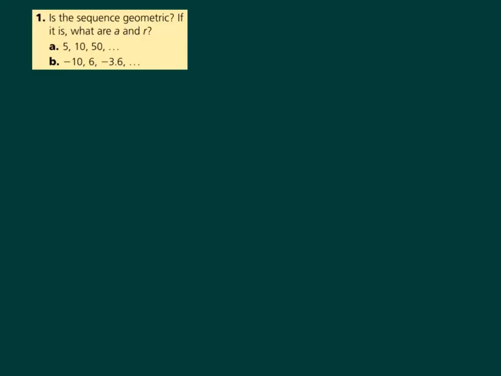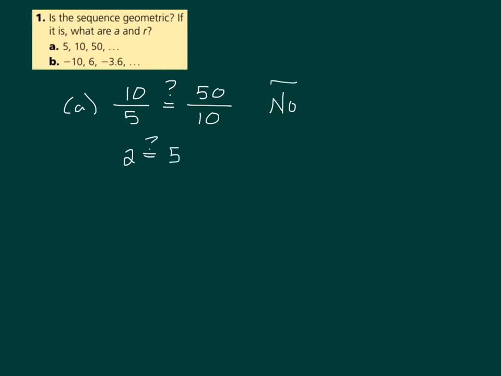Is the sequence geometric? If it is, what are A and R? So, in part A, if I take the second term and divide by the first term, is that the same as if I take the third term and divide by the second term? No. This would be 2. This would be 5. Is 2 equal to 5? Sure isn't.